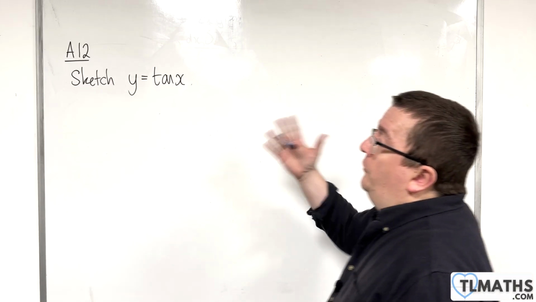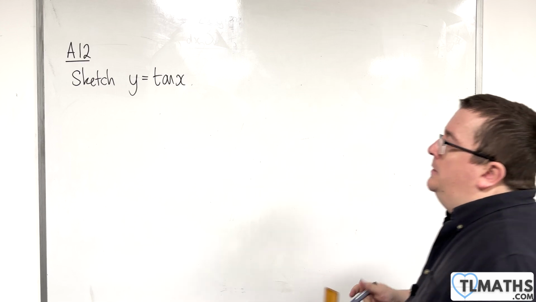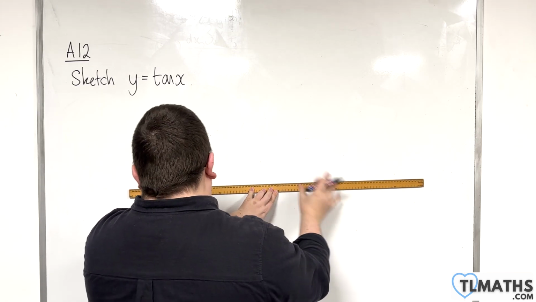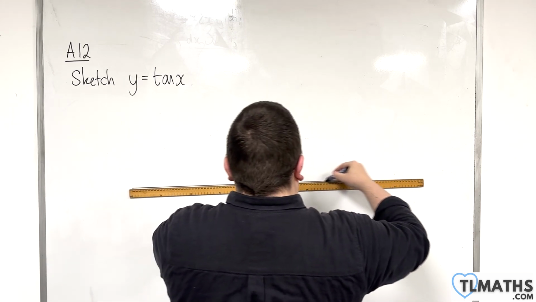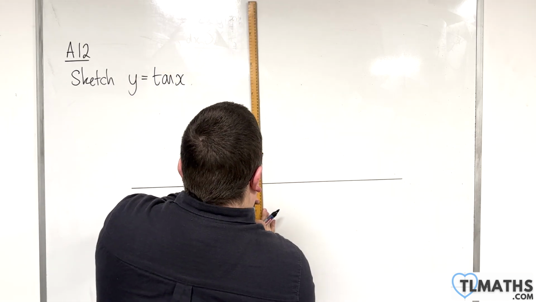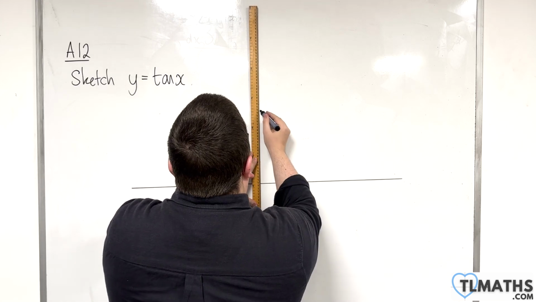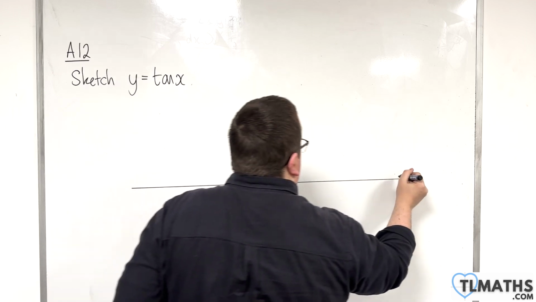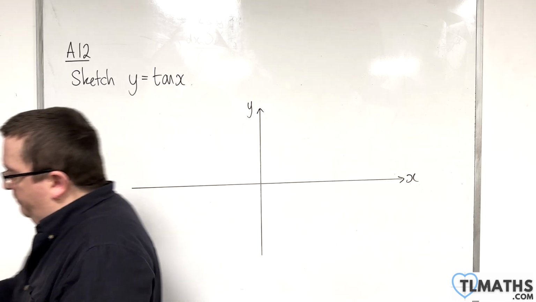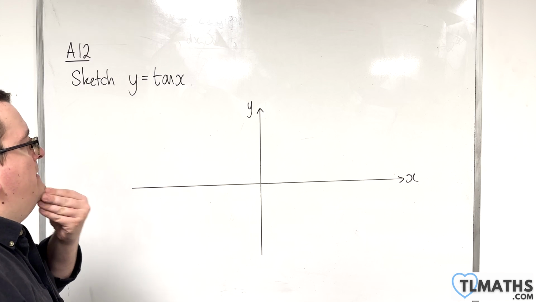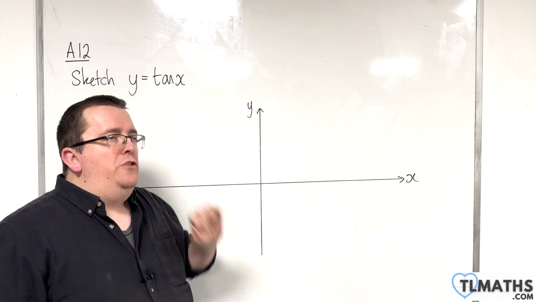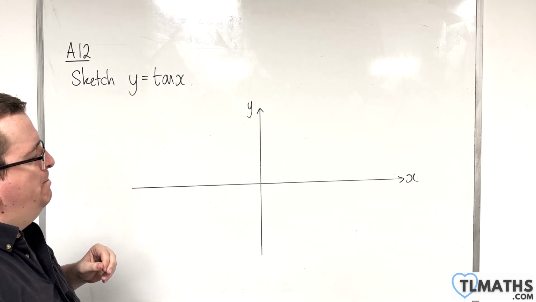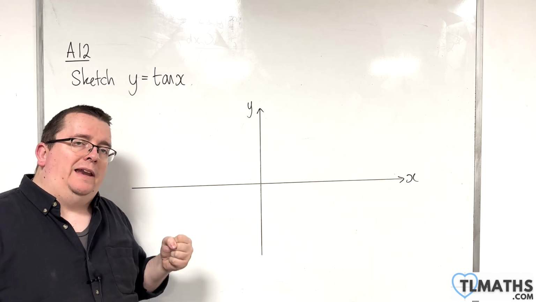So in this video, I want to sketch y equals tan x. So just like before, I'm going to draw myself quite a long axis here, I think. The tan curve does not have the same shape as the sine curve or the cosine curve. It has vertical asymptotes.